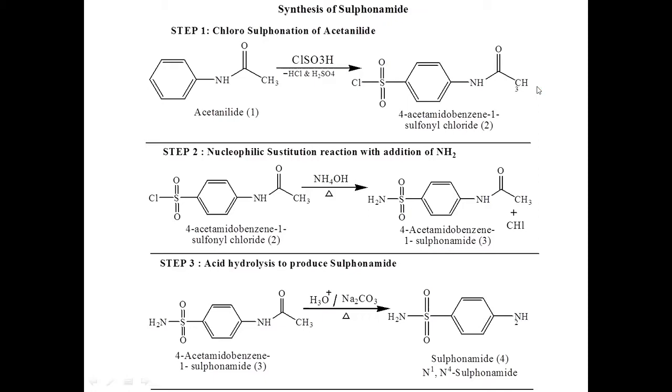Now the third step is acid hydrolysis of acetamido benzene 1-sulfonamide to produce sulfonamide, that is sulfanilamide. These are the 3 steps involved in the synthesis of sulfanilamide. First step, chlorosulfonation of acetanilide. Second, nucleophilic acyl substitution with the addition of ammonia. Third step, acid hydrolysis to produce sulfanilamide.